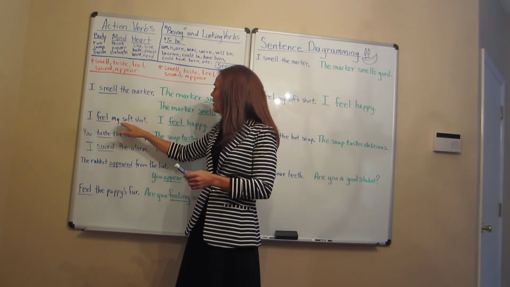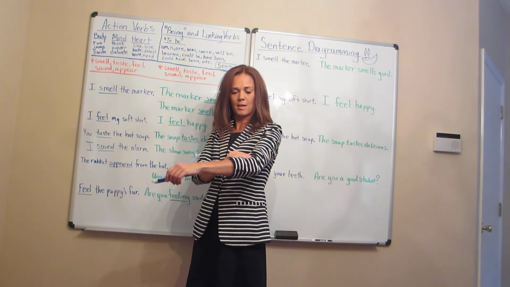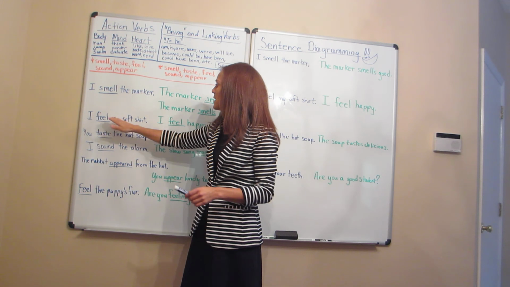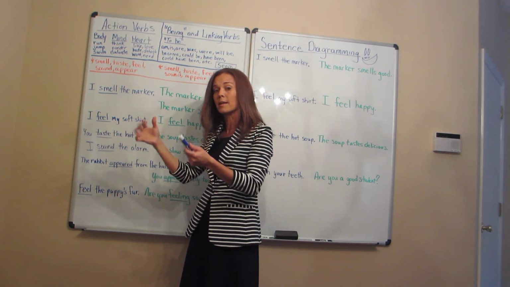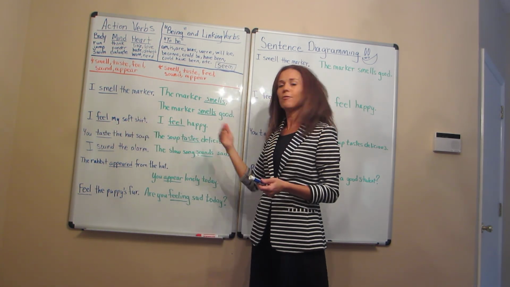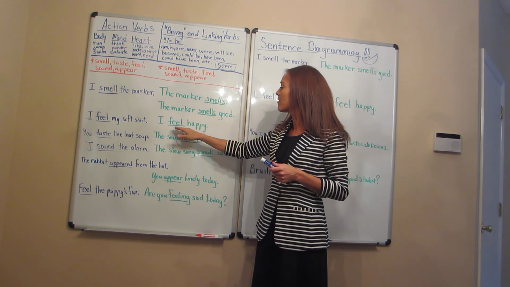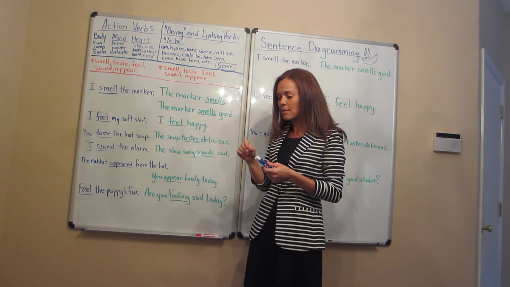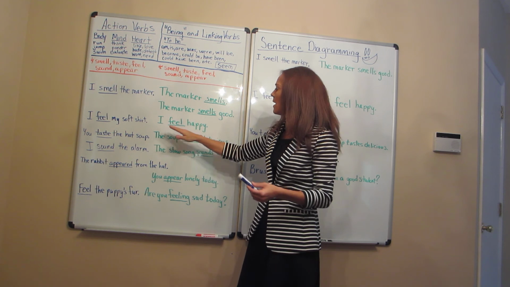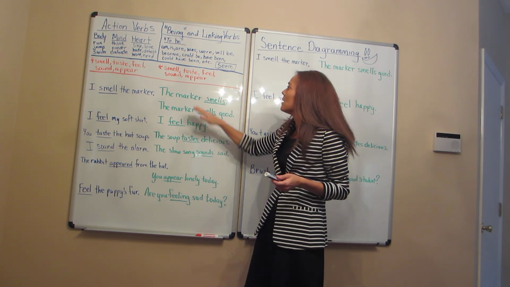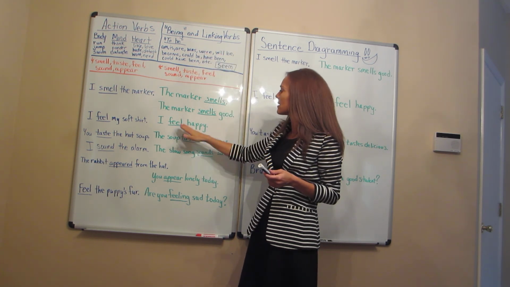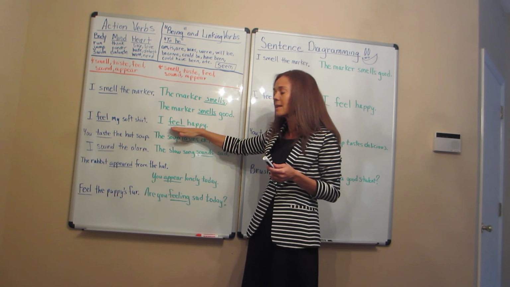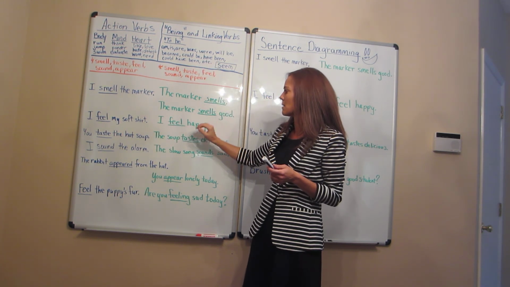Okay, I feel my soft shirt. I'm physically feeling my soft shirt. So it is an action verb. I'm feeling it. I'm actually doing it. But if I feel happy today, I'm not physically feeling the word happy. I just feel happy. I am. So it's over on this side, and it links I to happy. So it's a linking verb, and it's on this side.